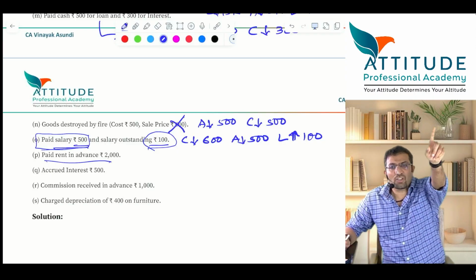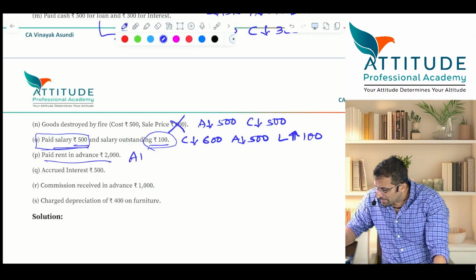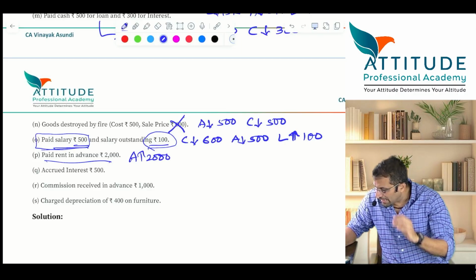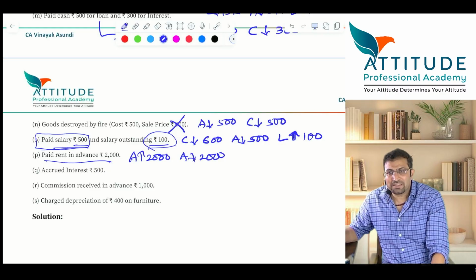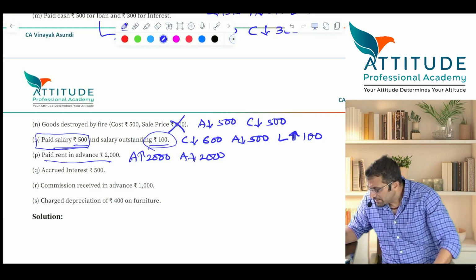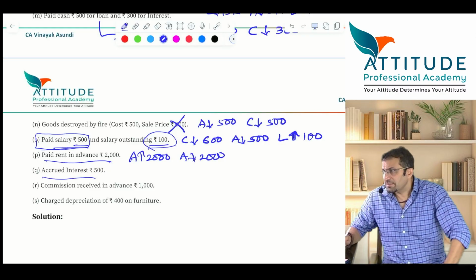Next, paid rent in advance. Now advance rent is always an asset. Asset increases by how much? 2000, and asset reduces by 2000. Cash reduces and prepaid expenses increase. Is that clear?